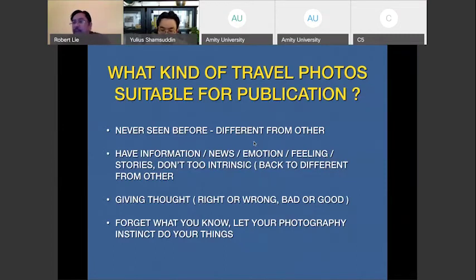Of course, first you have to search for the pictures that people made before. And second, you come to the place and think which one is the best. You only need one picture to achieve your goal. You need only one picture to make your moment. Okay, so never seen before, and of course different from others.